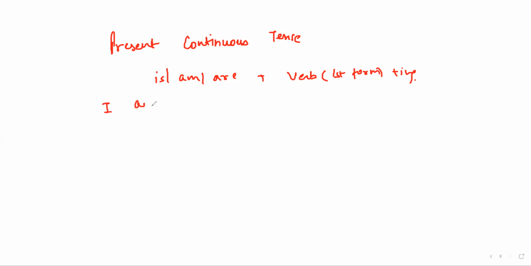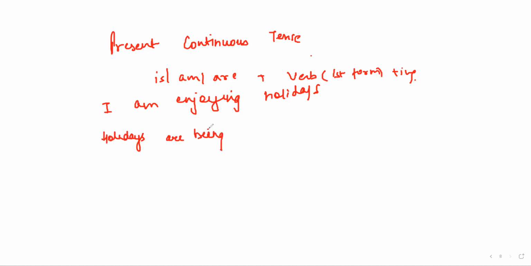And if it is active, let us take an example. I'm enjoying holidays, right? I'm enjoying holidays. So I am enjoying holidays is an active voice, okay? And when I change this into passive voice, then it is holidays are being enjoyed by me. Holidays are being enjoyed by me.